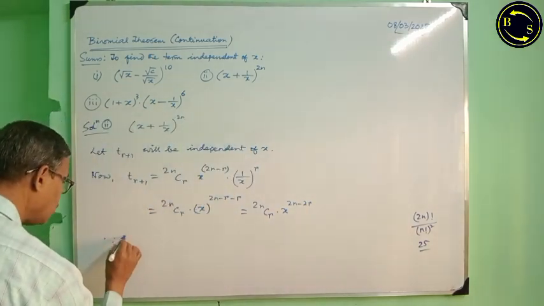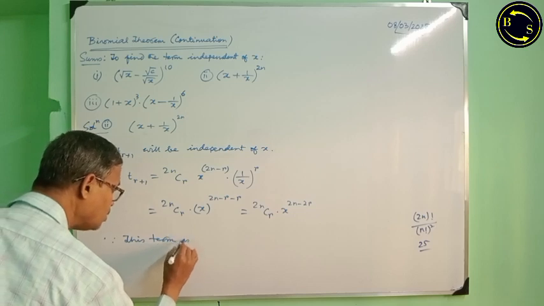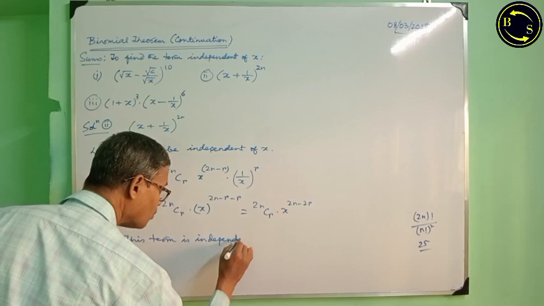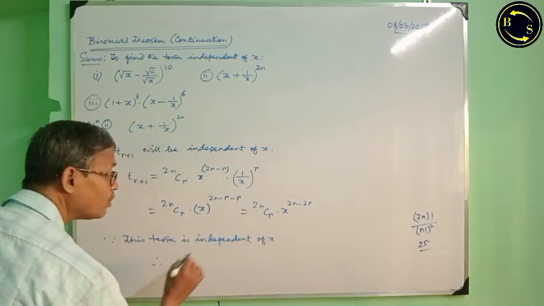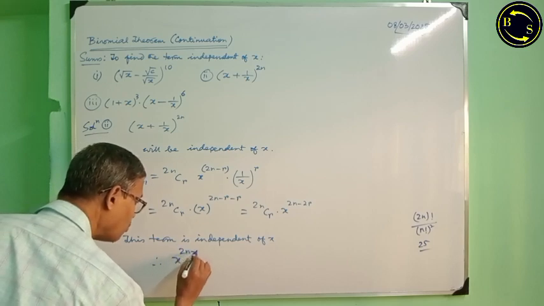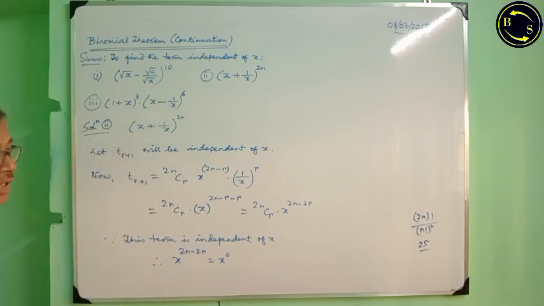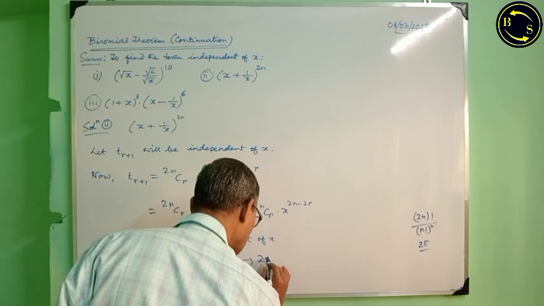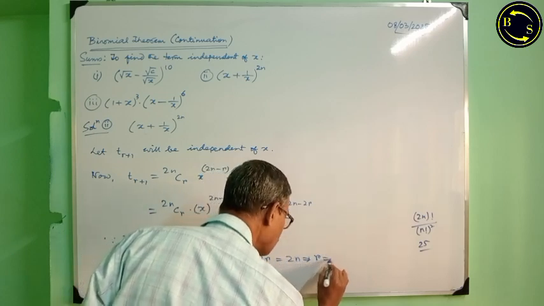Since this term is independent of x, therefore x to the power 2n minus 2r will be equal to x to the power 0. From that, 2r is equal to 2n, therefore r is equal to n.